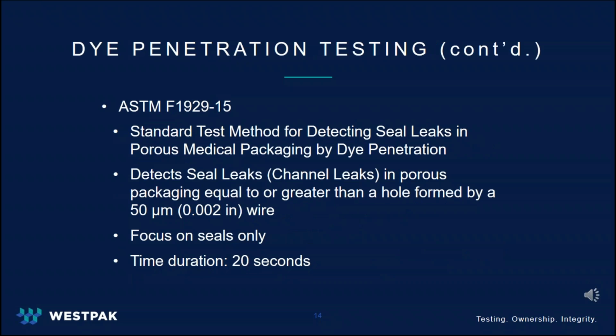The ASTM F1929-2015 standard is the standard test method for detecting seal leaks in porous medical packaging by dye penetration. This detects seal leaks in porous packaging equal to or greater than a hole formed by a 50 micrometer wire. This focuses on the seals only and has a total test duration of 20 seconds.